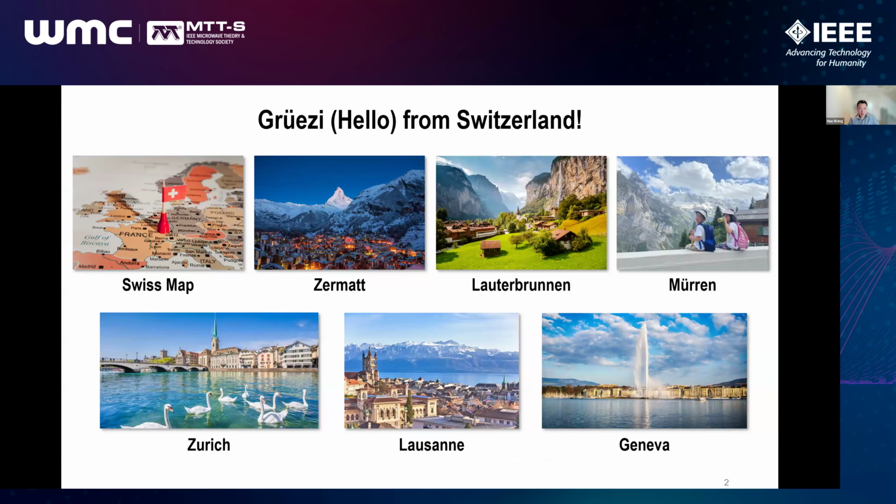First of all, I would like to say hello, or Grüezi, from Switzerland, because we are in the German-speaking part of Switzerland. This is where Zurich is. I'm very glad that Professor Fager presented the research activities at Chalmers University in Sweden, so people know that Switzerland and Sweden are not the same country, which often gets confused. So where is Switzerland? It's really in the middle of Europe. We have France to the west, Italy to the south, Austria to the east, and Germany to the north.